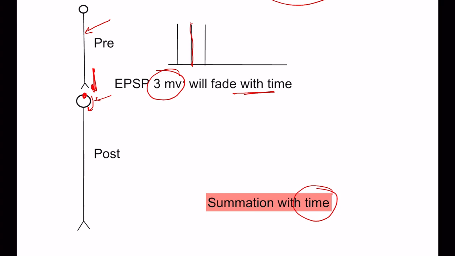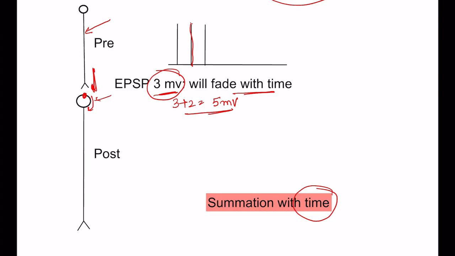So this action potential will again generate an EPSP of 3 millivolt. And the EPSP due to the previous signal was supposedly 2 millivolt, because 1 millivolt has faded. So how much will be the EPSP now? It will be 3 plus 2 is equal to 5 millivolt. So the excitatory postsynaptic potentials from the two signals have actually added up, right? So that is known as summation with time, that is temporal summation.